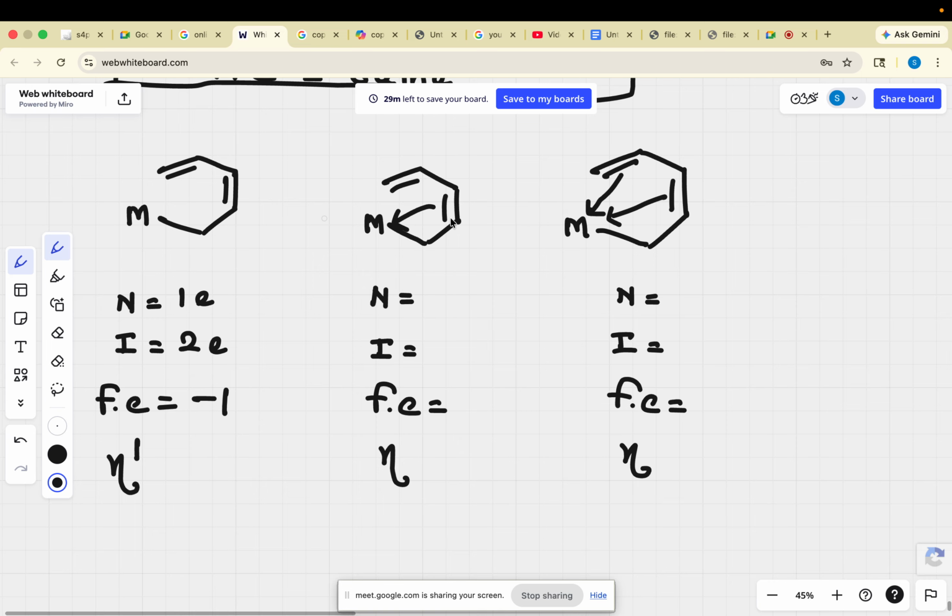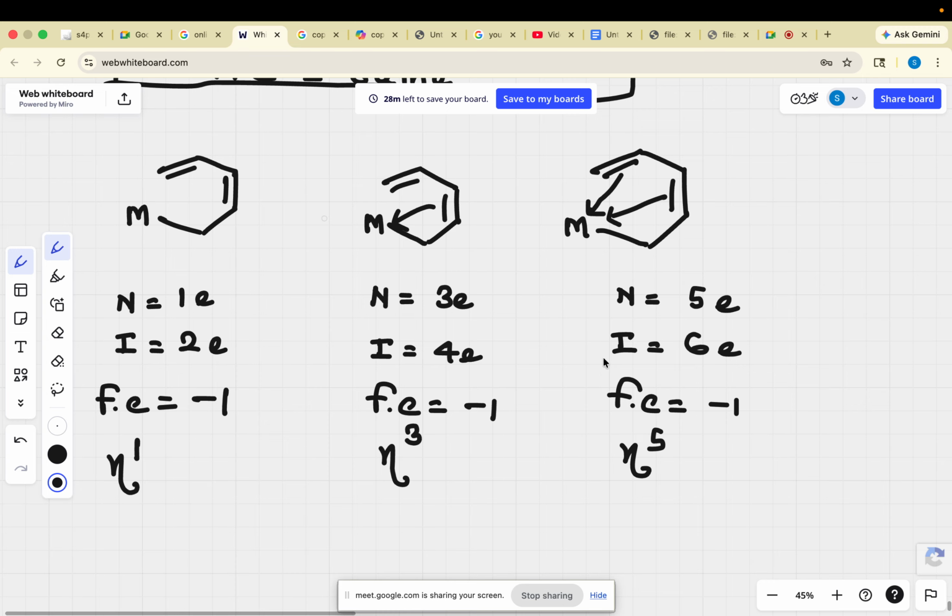Here neutral method, how many electrons? 3. So 2 electrons from this pi bond and 1 electron from this bond, so 3 electrons. When the bond breaks, what will you get? 4 electrons. Formal charge will be minus 1. Eta value will be 3. Here neutral method 5 electrons, ionic method 6 electrons, formal charge minus 1, eta value will be 5.